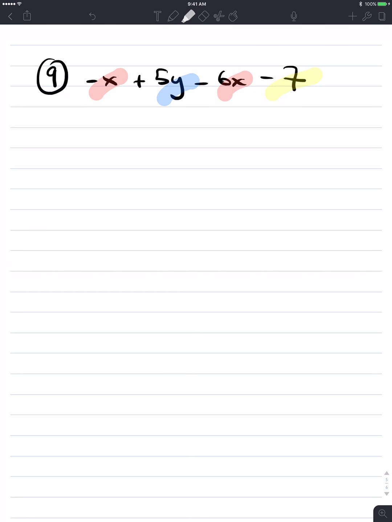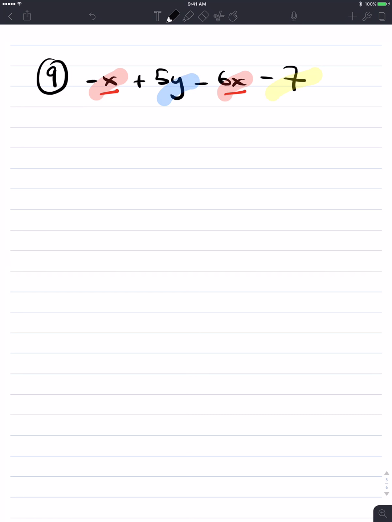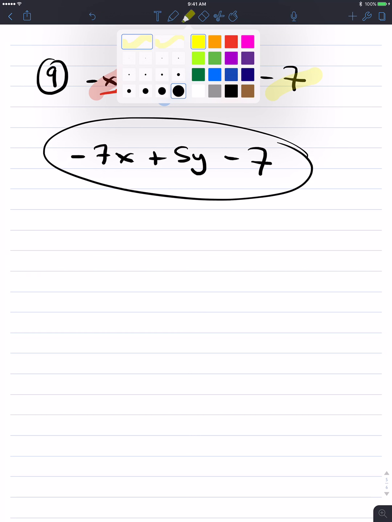So the only terms I can combine are the ones in red. Negative x minus 6x. That gives me a negative 7x. Bring down the plus 5y and the minus 7. I've combined my like terms. Negative 7x plus 5y minus 7. I can't combine these terms any further. I can't add or subtract them because they are all different.